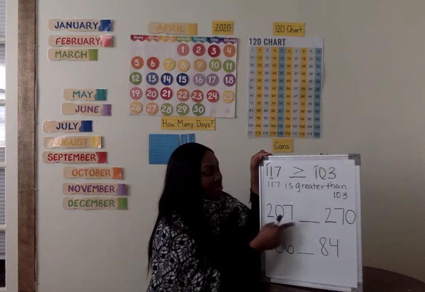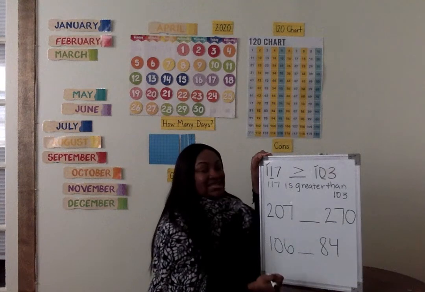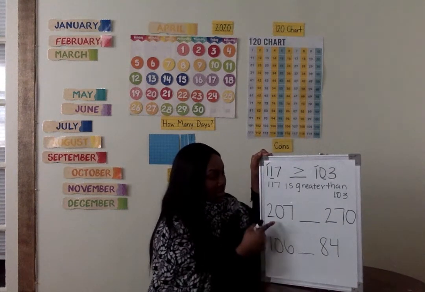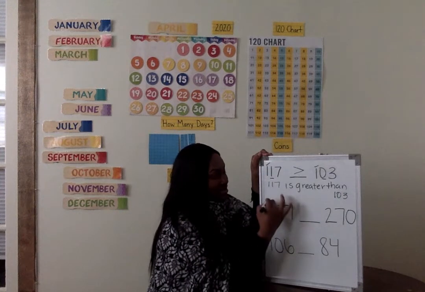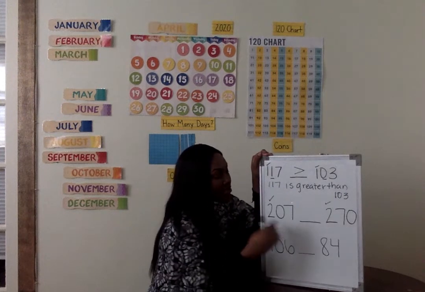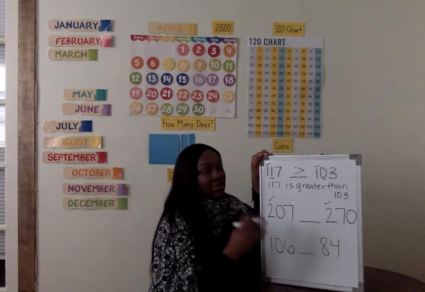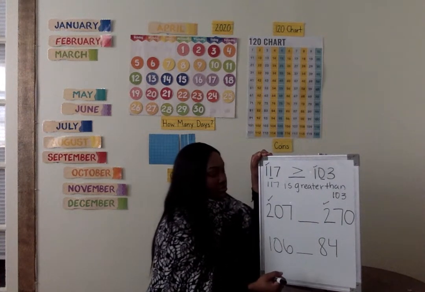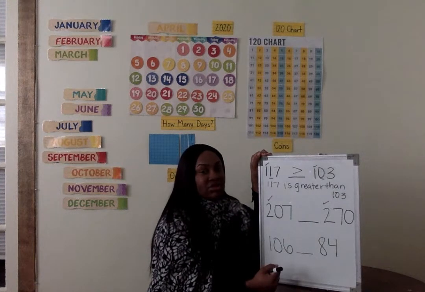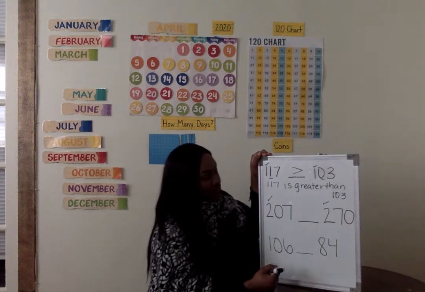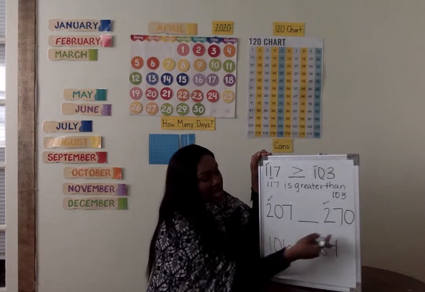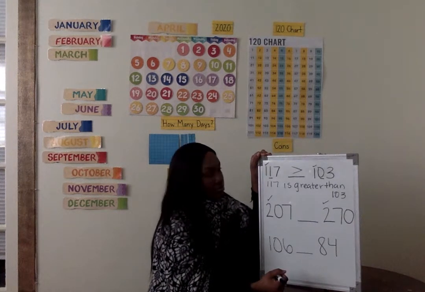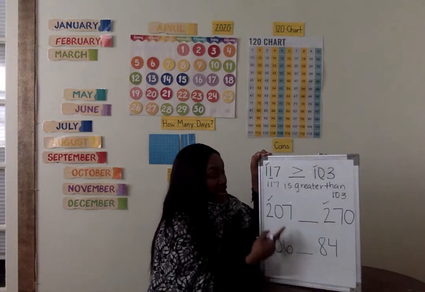I have the number 207 and the number 270. Let's use the same strategy we used for the first one. They both have a 2 in the hundreds place, so I'm just going to put a check up top because that's not going to help me figure out which number is greater. What numbers do we see in the tens place? What number is in the tens place in the number 207? You're right, just a 0. And what number is in the tens place in the number 270? You're right, a 7.